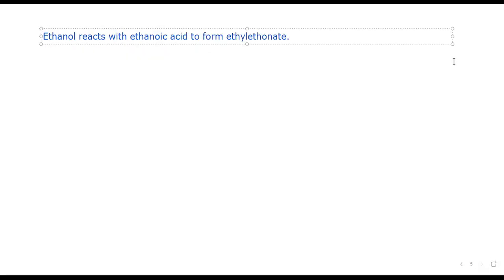First of all, let's just take a very simple question. The reaction is like this. Ethanol reacts with ethanoic acid to form ethyl ethanoate. The reason I've selected this reaction is because this is the reaction where the alcohol and carboxylic acid react together to make an ester. You might remember from IGCSE that it was a reversible reaction. So we get ethyl ethanoate and, oh yeah, we also get water.